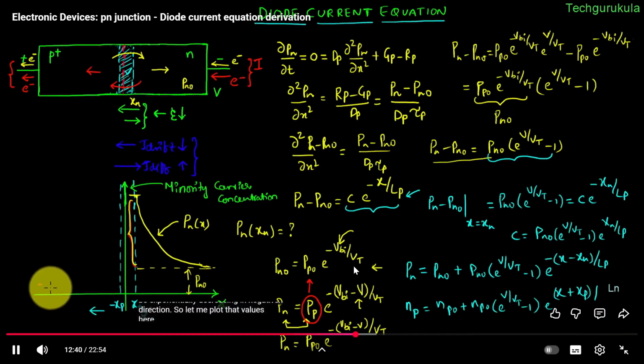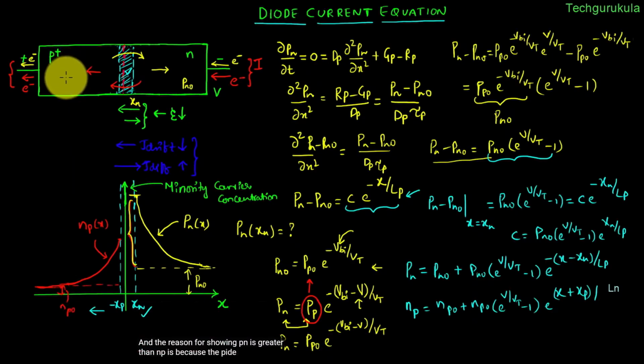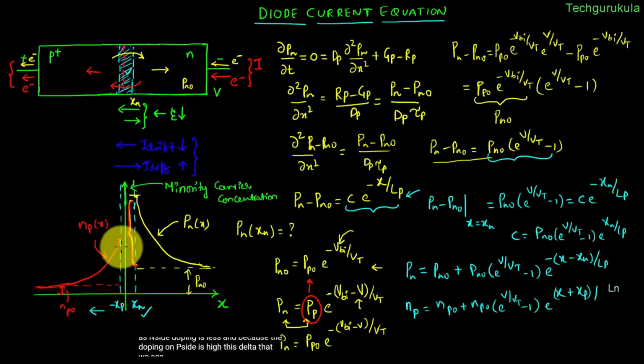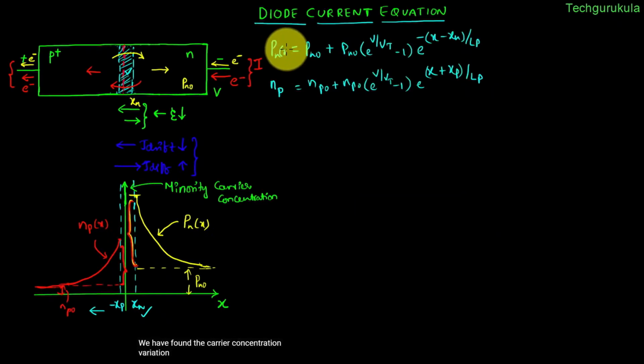So let me plot those values here, x minus, then x. And the reason for showing Pn naught is greater than np naught is because the p side is highly doped, so minority carriers will be far less compared to n side minority carriers, as n side doping is less. And because the doping on p side is high, this delta that we see would be higher compared to this delta. We have found the carrier concentration variation with respect to space of minority carriers.